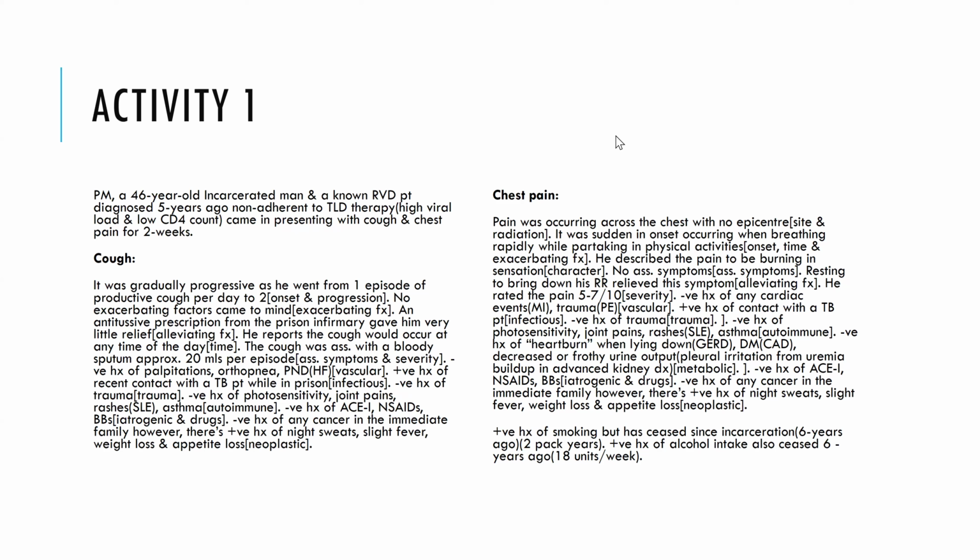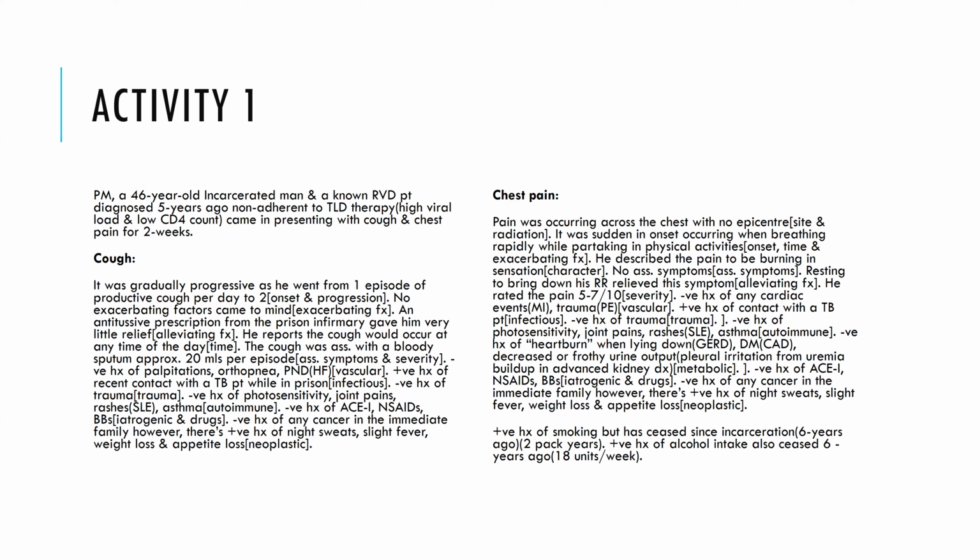PM is a 46-year-old incarcerated man and a known HIV patient. He was diagnosed 5 years ago, but he's non-adherent to TLD therapy. He came in presenting with cough and chest pain for 2 weeks. The cough was gradually progressive as he went from 1 episode of productive cough per day to 2. There were no exacerbating factors which came to mind. An antitussive prescription from the prison infirmary gave him very little relief. He reports the cough would occur at any time of the day. The cough was associated with a bloody sputum, approximately 20 milliliters per episode.